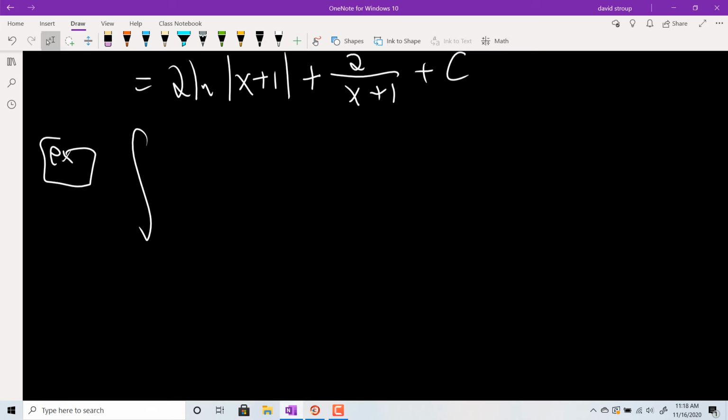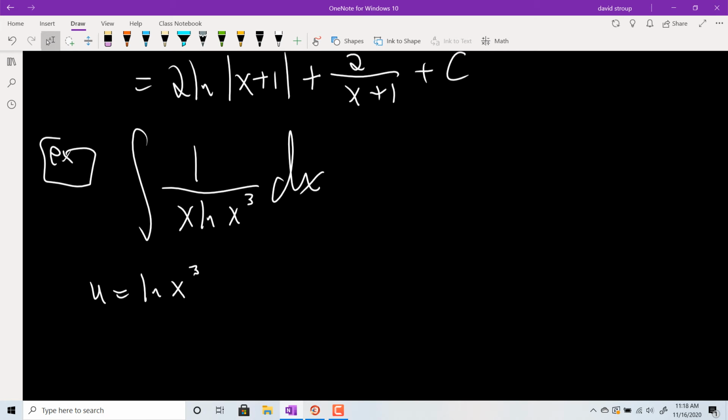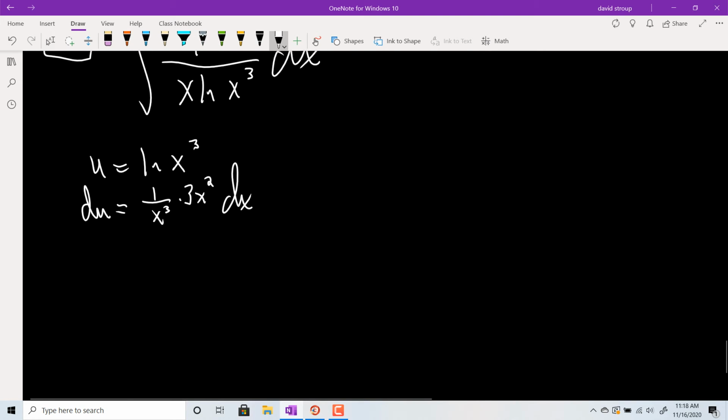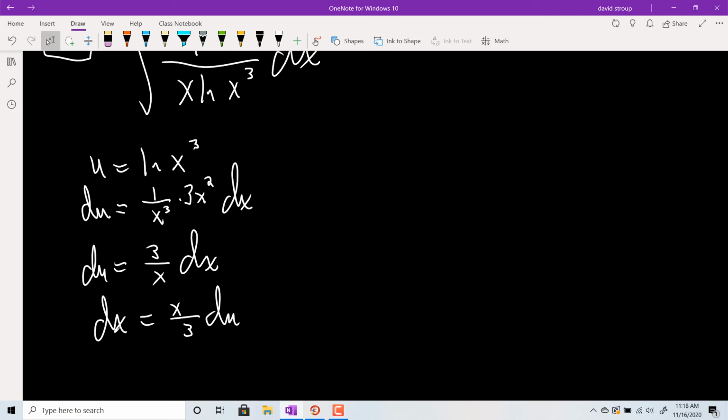Here's an example. It looks a bit weird, but it works out. So 1 all over x ln of x cubed dx. So I'll let my u equal ln of x cubed. And then du will be 1 all over x cubed times the derivative of x cubed, which is 3x squared dx. Simplifying that expression, du will be 3 all over x dx, and then solve for dx. dx will be x all over 3 du.